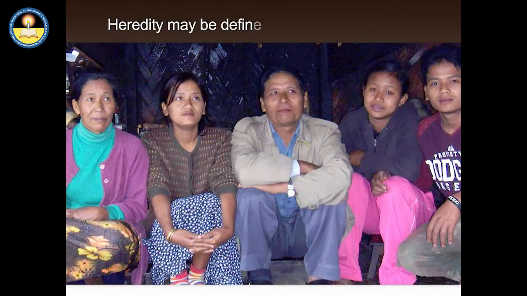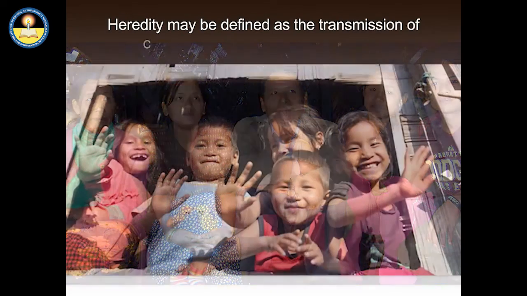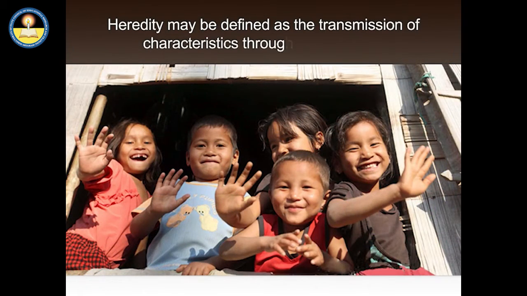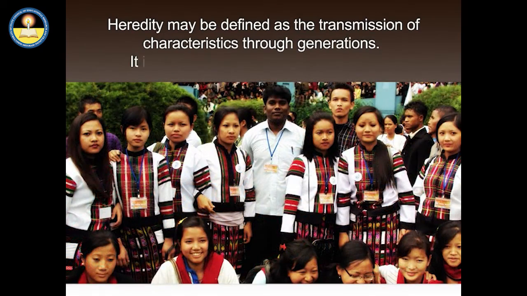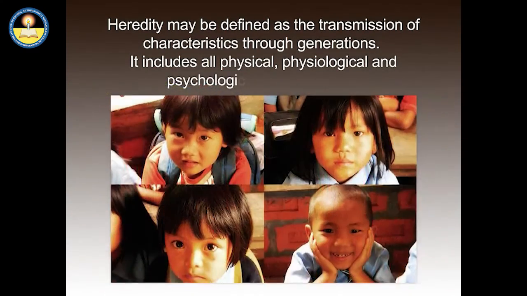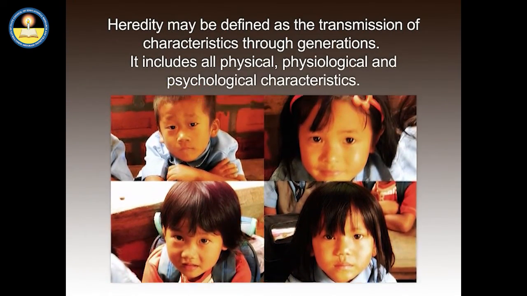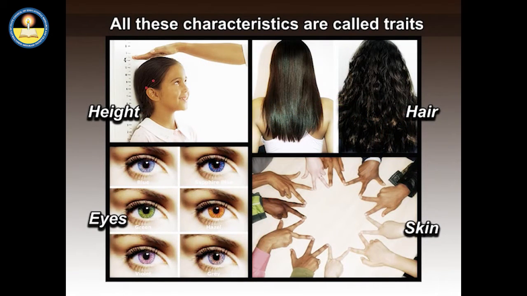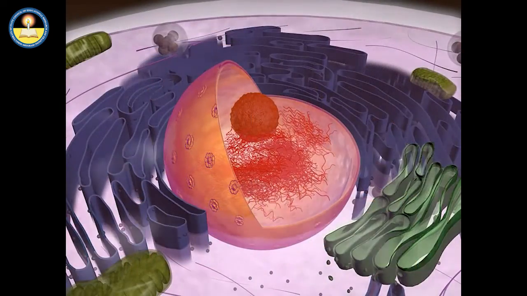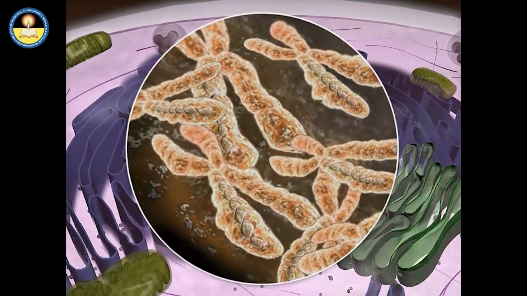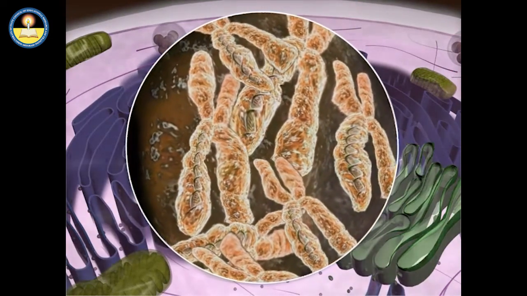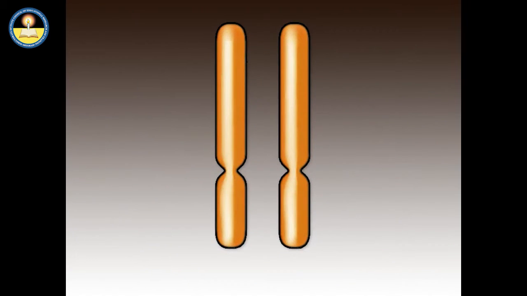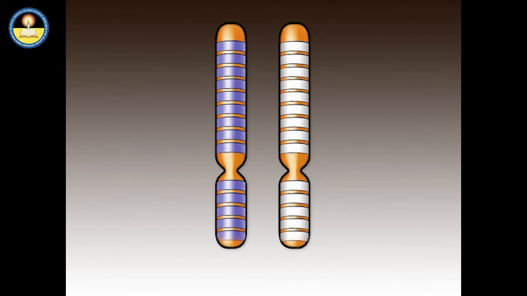Heredity may be defined as the transmission of characteristics through generations. The characteristics include all physical, physiological, and psychological characteristics in organisms. All these characteristics are called traits. There are some factors that control the inheritance of all traits. These factors are present in pairs and are known as genes.